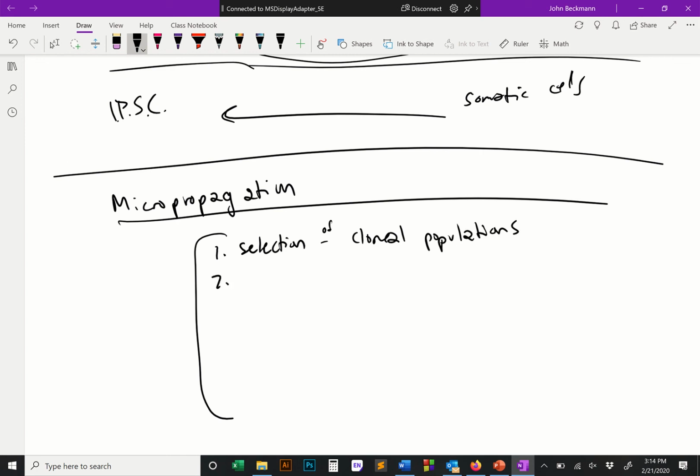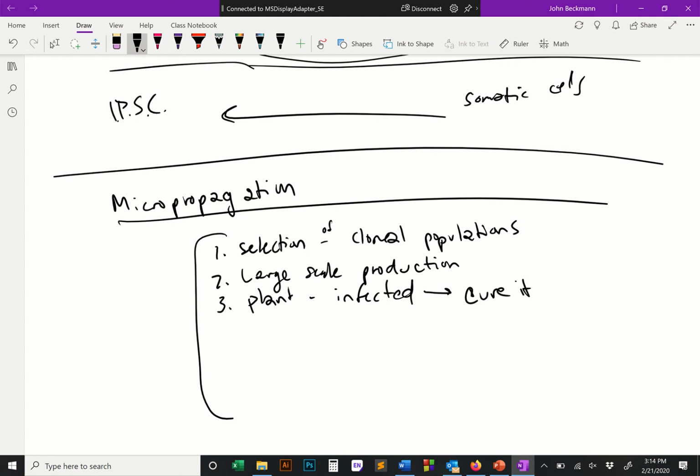Why else would we maybe use this? Any thoughts? Large-scale production. For sure, large-scale production. So if you are a horticulturalist or some type of person that's going to produce a bunch of plants for sale, you can use this to scale up production of those plants. Another reason you might want to use this is if some plant that you care about gets infected, you could take a cell of that plant and put it in an in vitro environment and cure it. If it was infected by a bacteria, you could cure it with antibiotics, or if it was infected with a virus, maybe you could take a piece of that plant that hasn't been infected yet, and then you could generate a new plant that doesn't have the disease anymore. So you could use it for curing, okay?